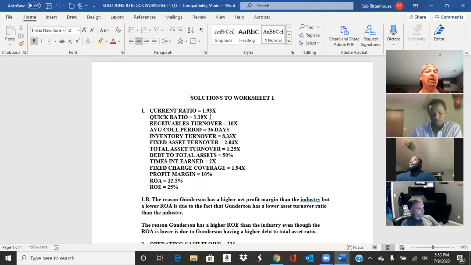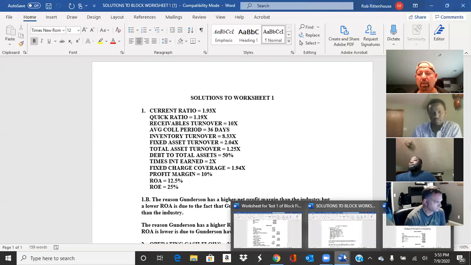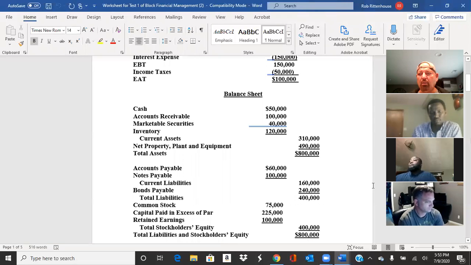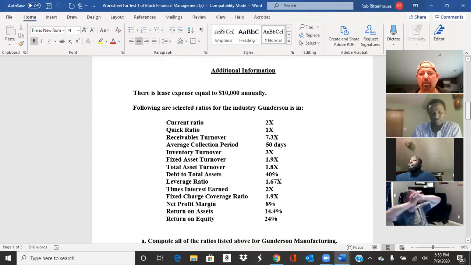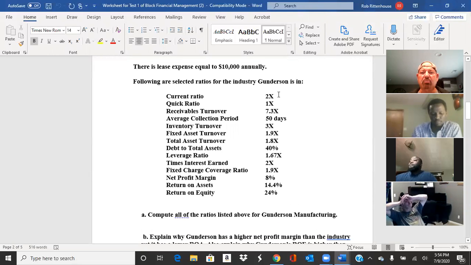Okay, so again, it's just a matter of following the formulas to get the numbers. So those were the two liquidity ratios. Let's just compare those to the industry. So we got 1.93 and 1.19. Well, looking back here at the industry, 1.93 means the current ratio is slightly less than the industry's average of 2 times, but not a big enough difference to worry about.